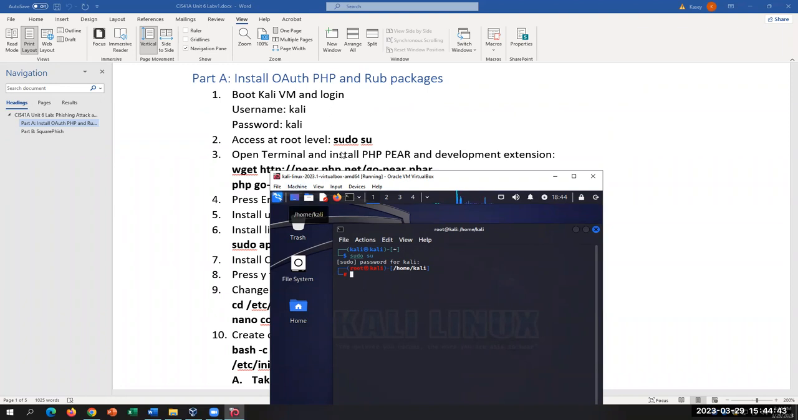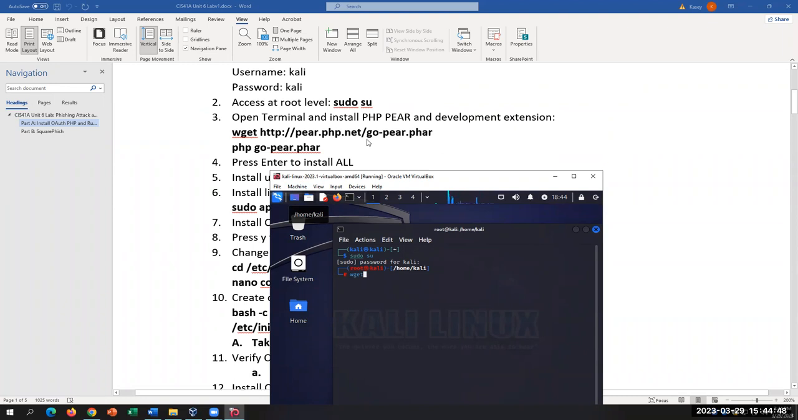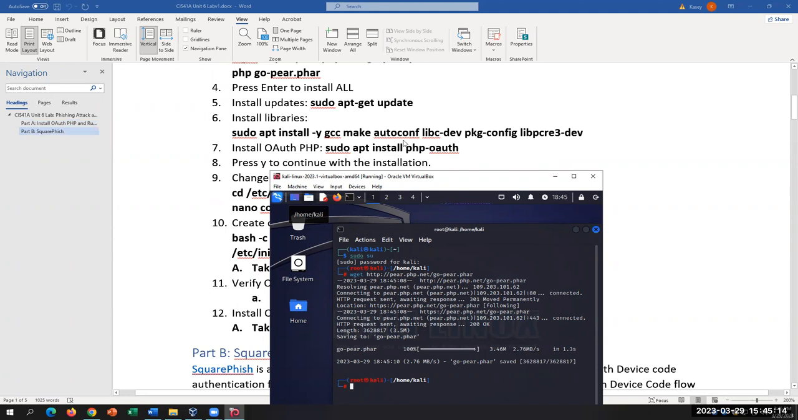Okay. So we can do wget, which is used to download. I tried to do git pull before, but they had moved some stuff around. So we are going to download an extension package called PEAR. And of course you can copy and paste. If you do research on it, this extension encompasses OAuth. It works really well with authentication and other things.